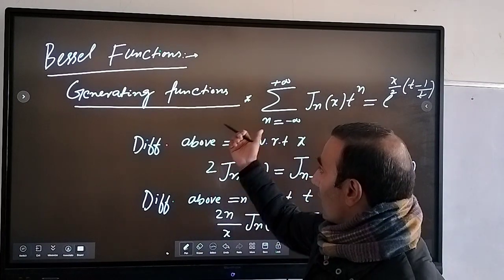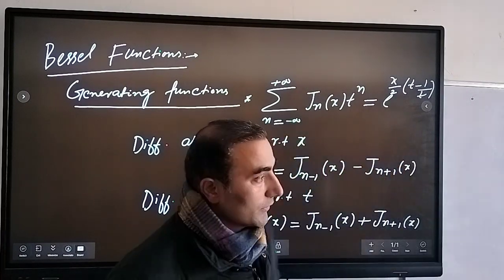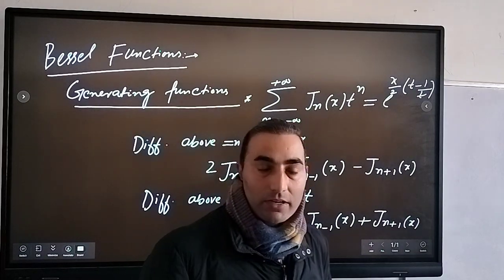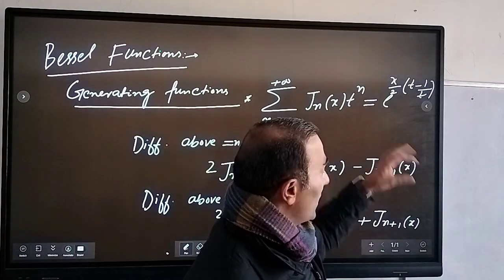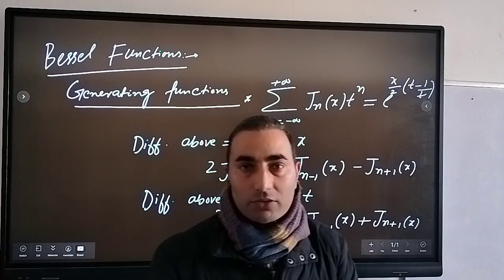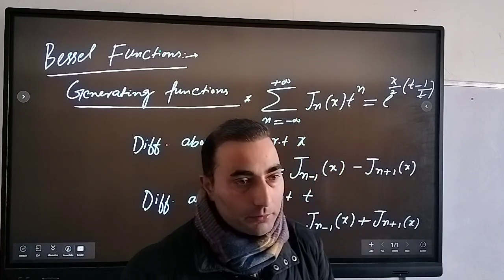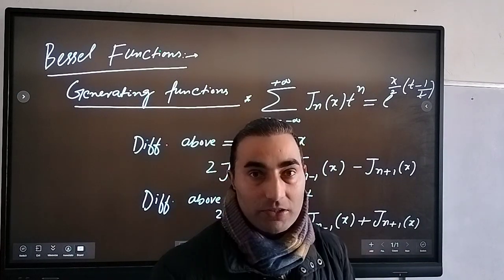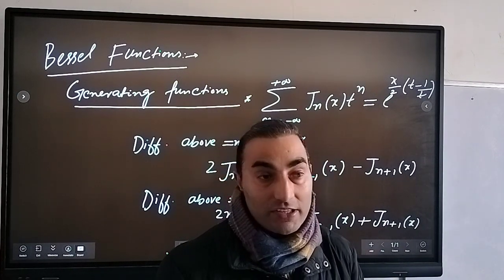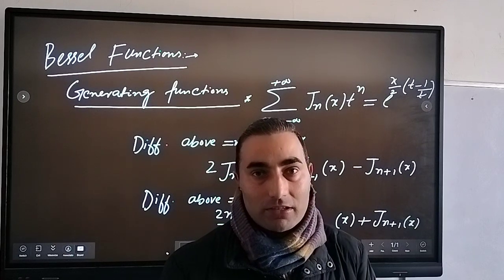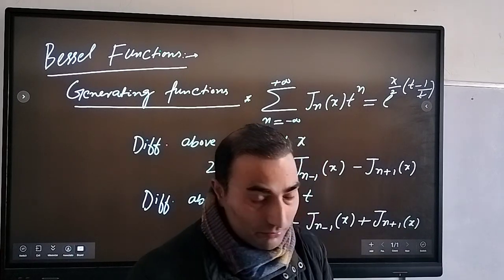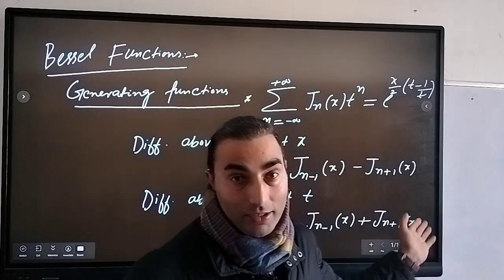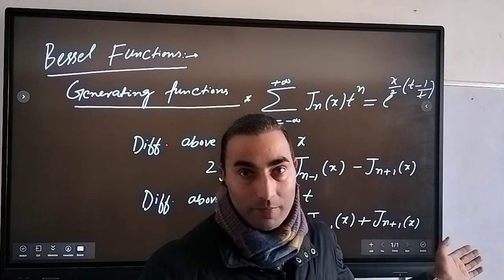The general formula for this generating function is the summation, n from minus infinity to plus infinity, of J_n(x) t^n, equal to e raised to x/2 (t minus 1/t), right? From the generating function we should be able to get the Bessel differential equation. That's why it's called a generator or generating function. I cannot discuss much, because we have already done this exercise in our classwork.